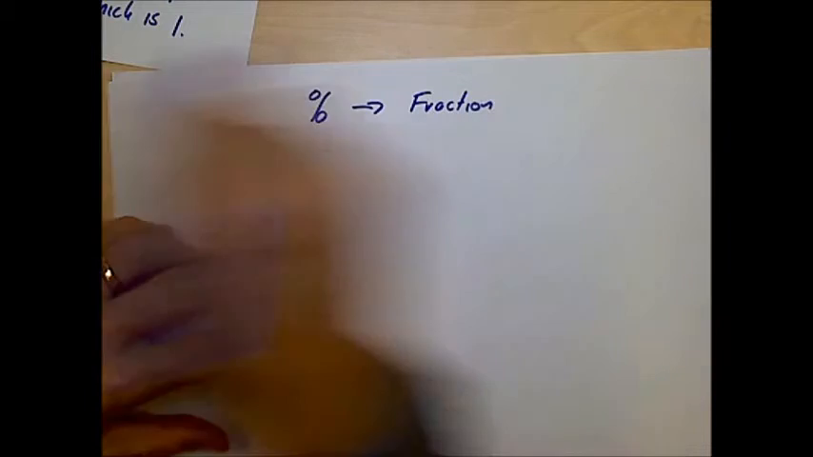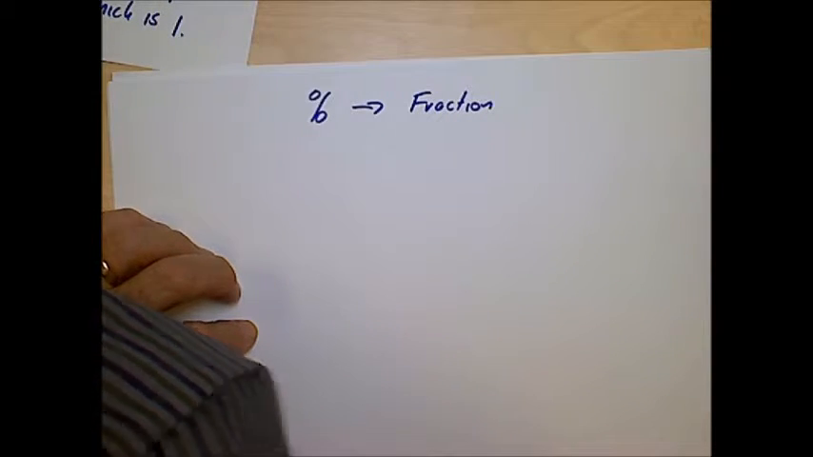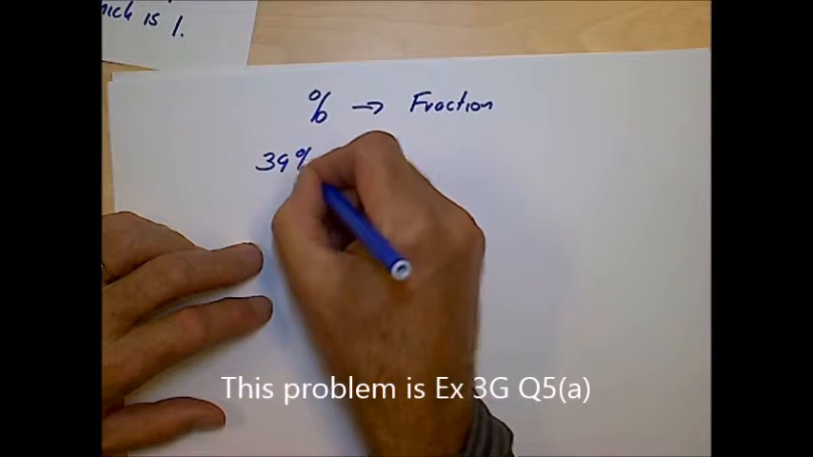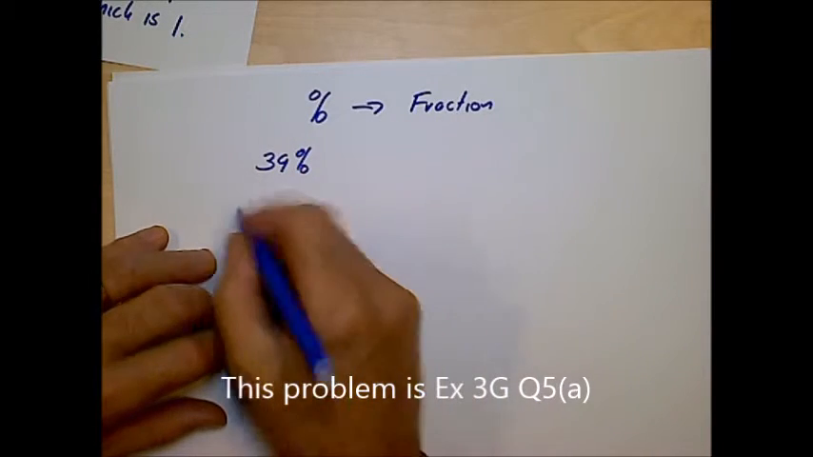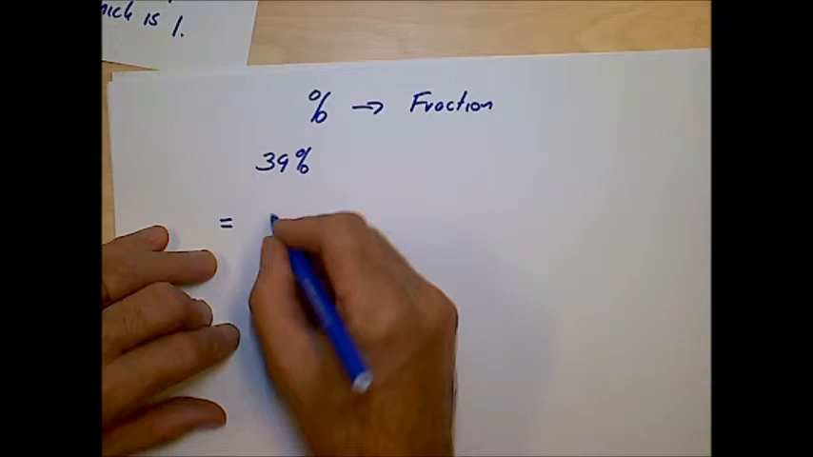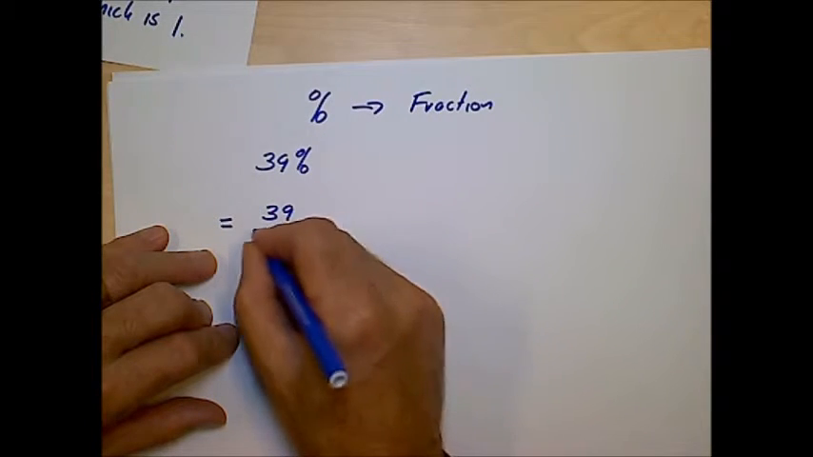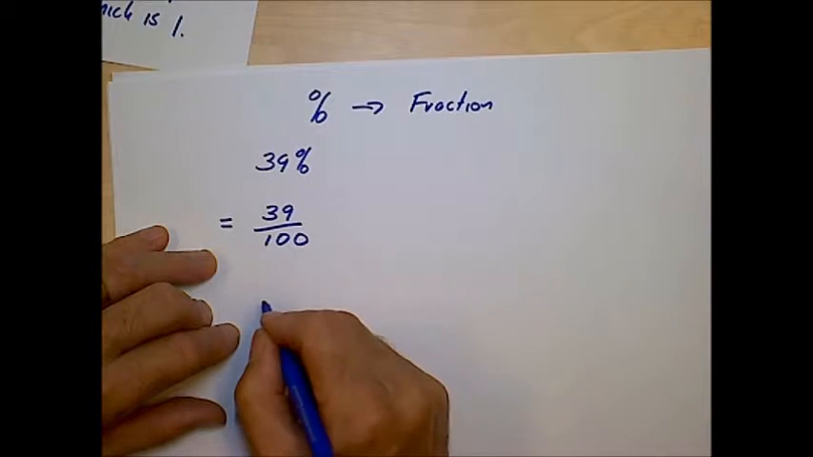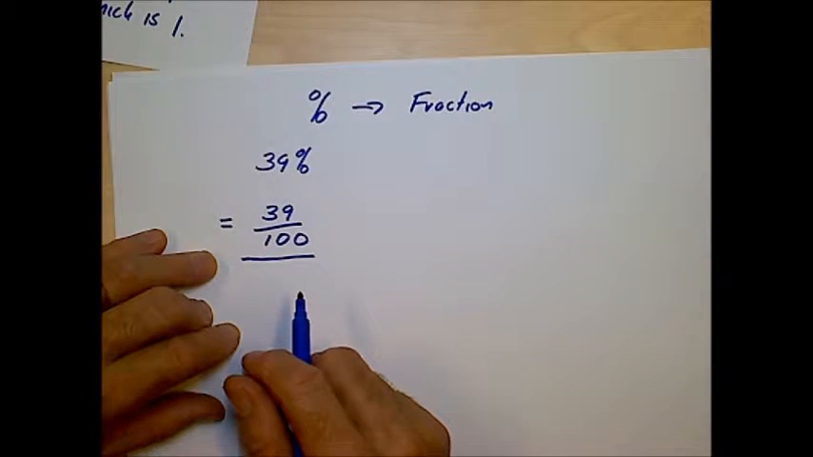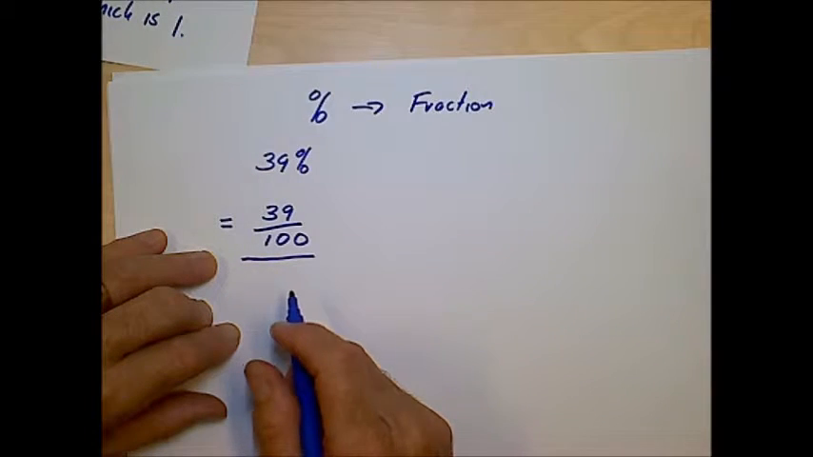Example, to convert 39% to a fraction. So 39%. If I want to convert that to a fraction, all I need to do is realise that that percentage sign means over 100. So write that down as 39 over 100. Now, I can't simplify that, so I simply leave my answer like that.